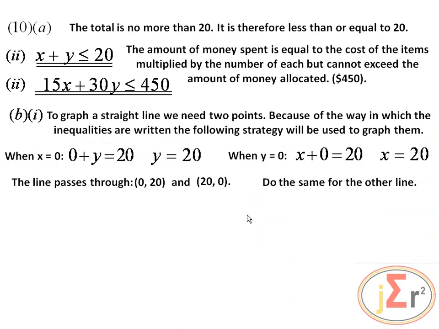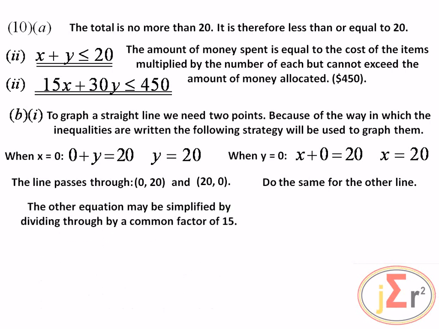We will do the same for the other line, taking the same approach, equating x to 0, then y to 0. But before we do that, we may simplify the equation by dividing through by 15. So 15 into 15x is x. 15 into 30 is 2. 15 into 450 is 30. So x plus 2y is equal to 30, and that is simpler to graph.